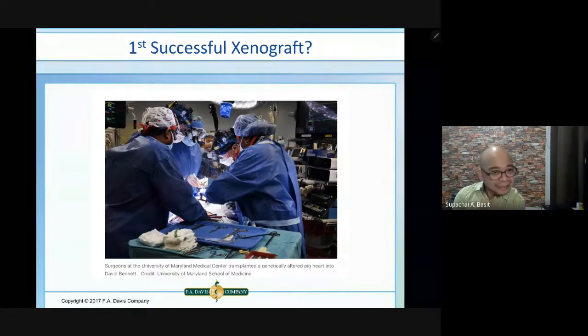will provide a trove of data on the possibility of xenotransplantation. So, surgeons at the University of Maryland Medical Center transplanted a genetically altered pig heart into David Bennett. So, David Bennett was the patient who received the pig heart. Okay? So, imagine, no? This will totally change the way our textbook has been discussing xenograft. Because if you read the textbook, they say that there has been no successful xenograft yet. But we cannot say that it is already successful because the operation is fresh. We would still be waiting for that person, for David Bennett. If David Bennett survives more than 5 years or so, then we can say that probably xenograft is successful.